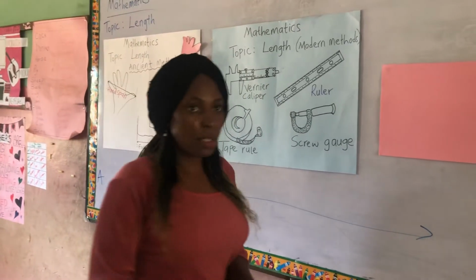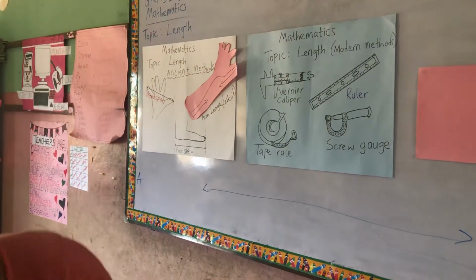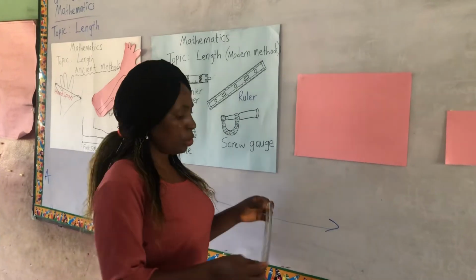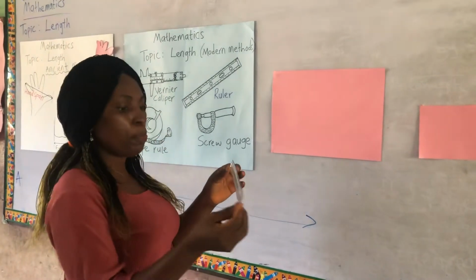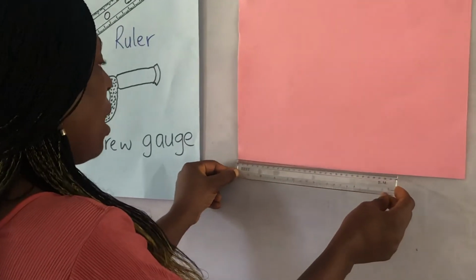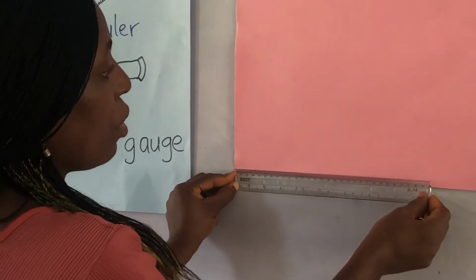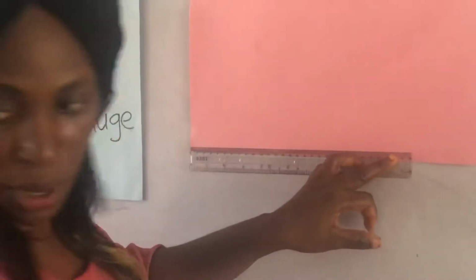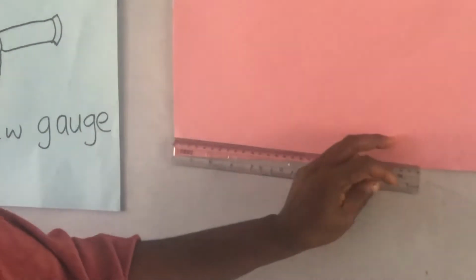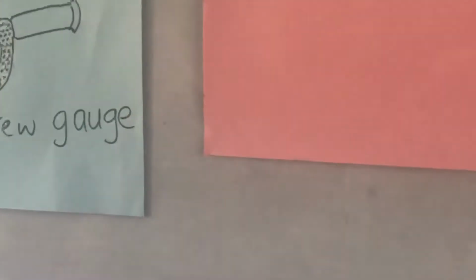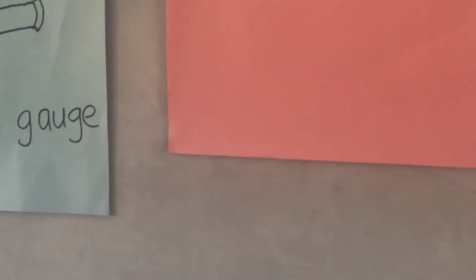I can decide to do an activity now by measuring the length of this rectangle you see here. I'll simply pick my ruler and place it and begin my counting from the 0 point to where it ends. You can see this first one stops at 30. Let me get my marker, and then we'll get the actual length of this rectangular shape.